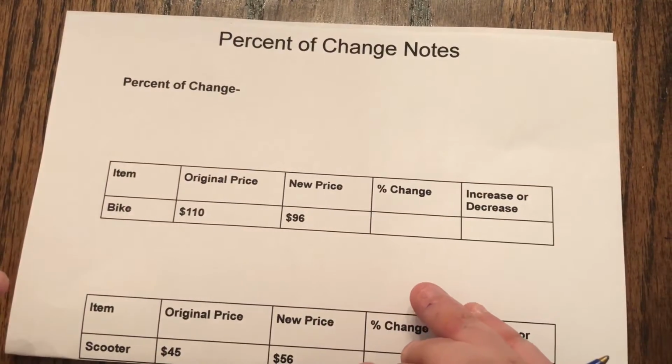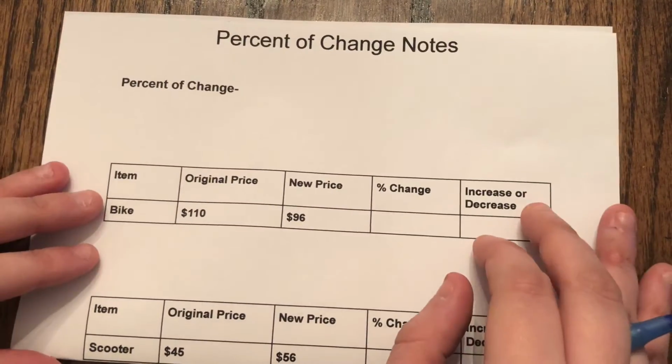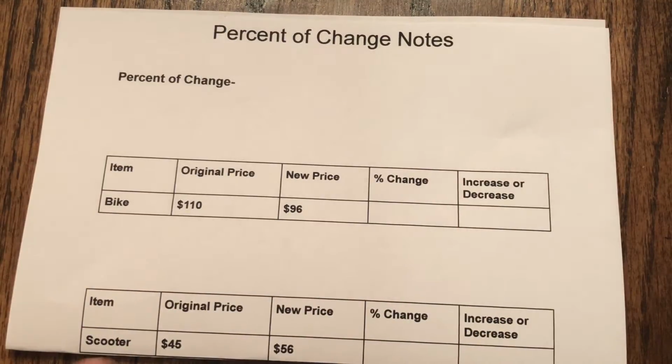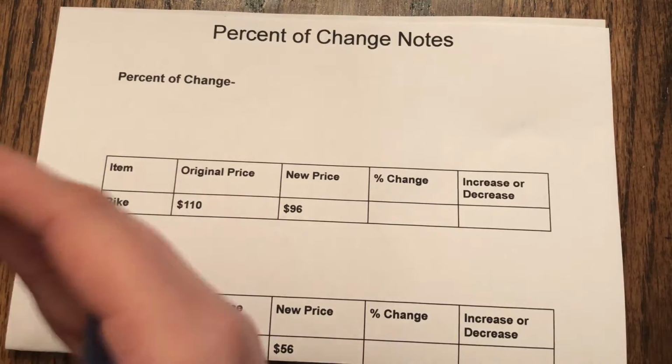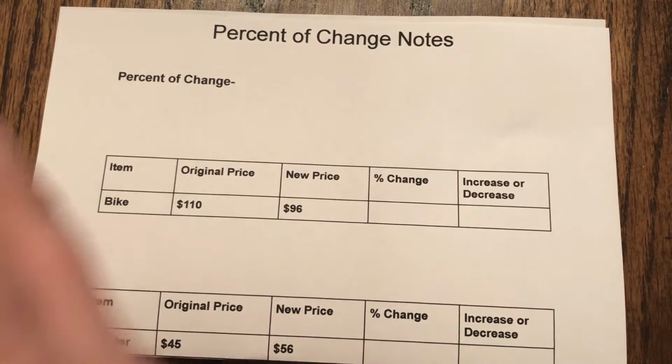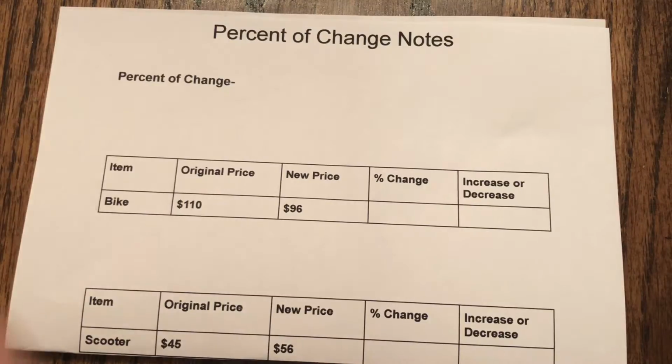Okay, guys, so we are talking about percent of change notes. Percent of change is when you go from one quantity to the other and you're trying to find the percent of what that value is changing from. We mainly talk about it with money and things like that, but you're just taking one amount of something and increasing or decreasing it to a new amount and finding the percent of change. How much has that changed in an amount of time?